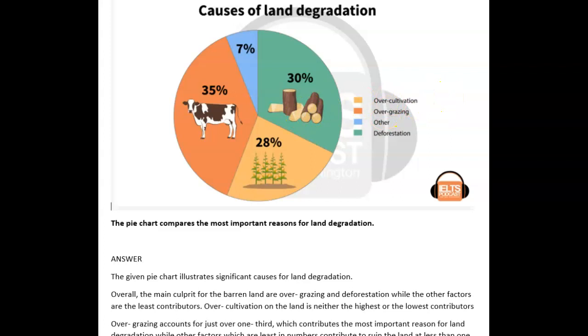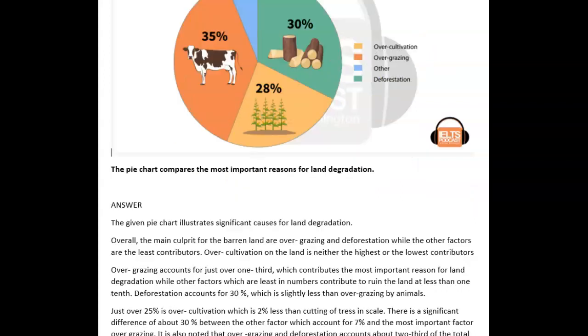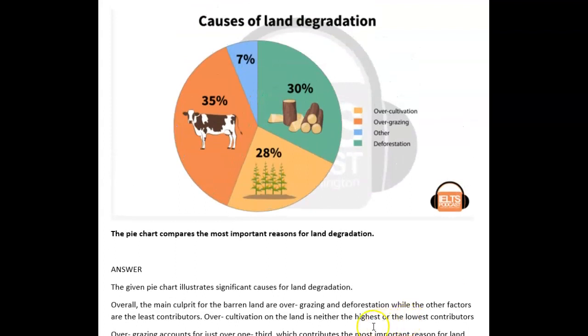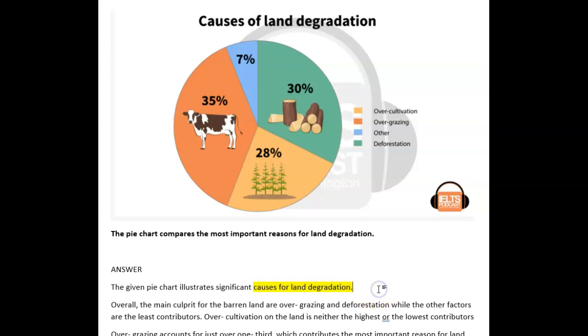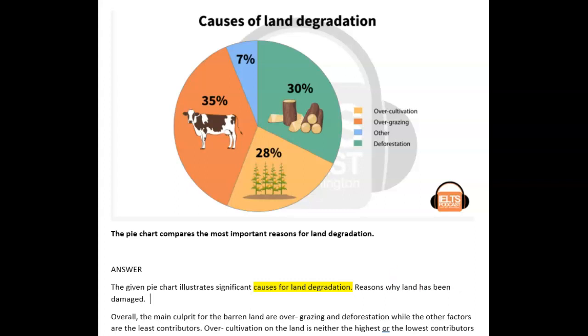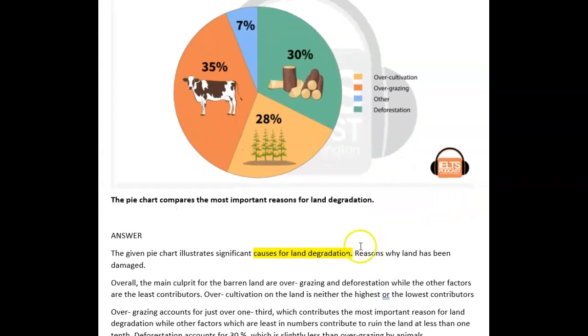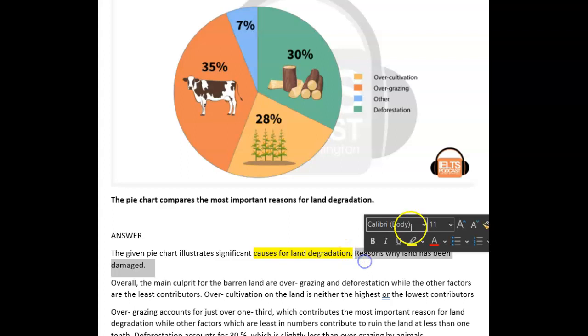So here you're really describing what you can see, causes of land degradation, and you've got these 4. So start off really nicely here. The given pie chart illustrates significant causes for land degradation. Okay, now we could maybe paraphrase this. Try not to use the same words that are in the text. So illustrate significant reasons why land has been damaged. Because remember, I know this is a kind of more economic type question, but it is a language exam. So I'm looking for paraphrasing immediately here.